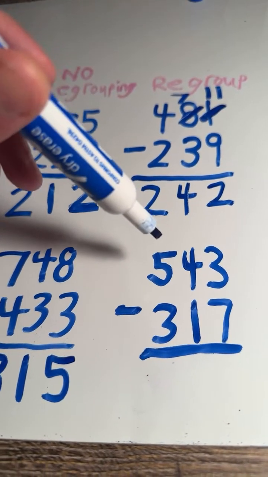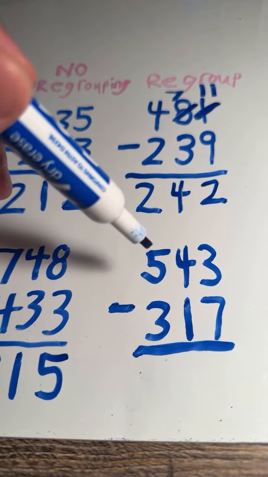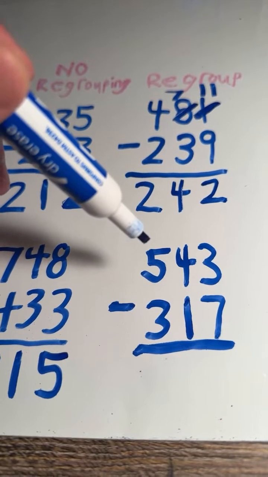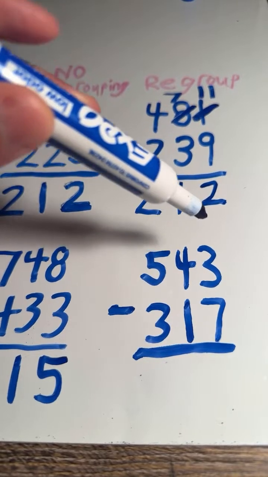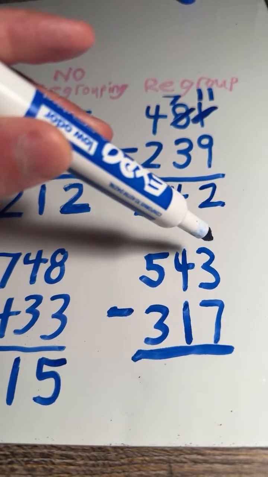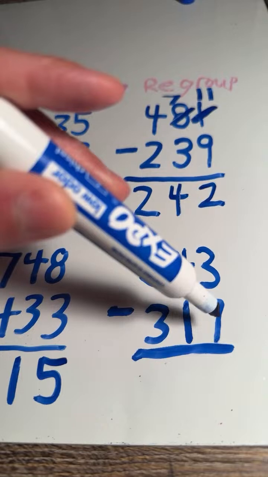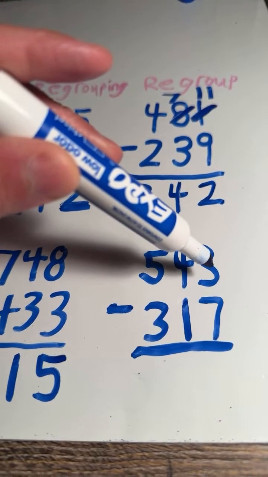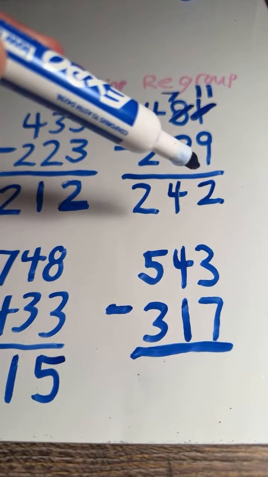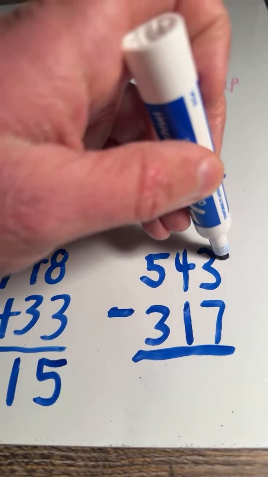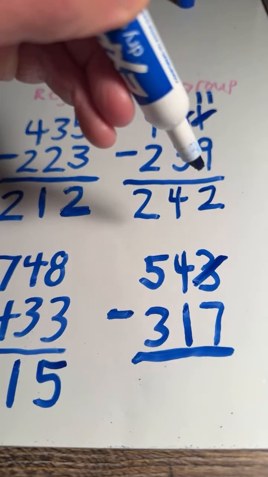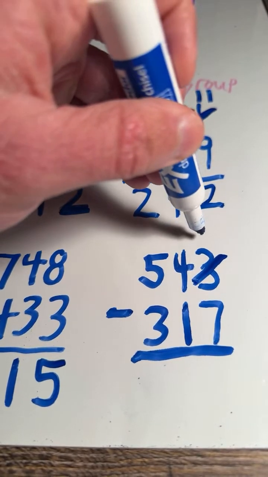Now going to the next problem, the problem that does require regrouping, we realize that it requires regrouping because in the ones place, 3 is smaller than 7. You can't start with 3 and take away 7. So since the bottom number is bigger, again, we have to add a 10. We have to add a 10 to the ones place. So that 3 becomes a 13.